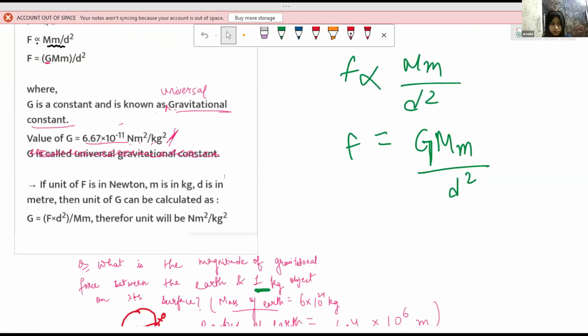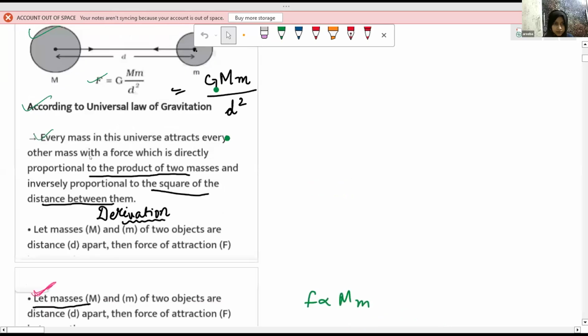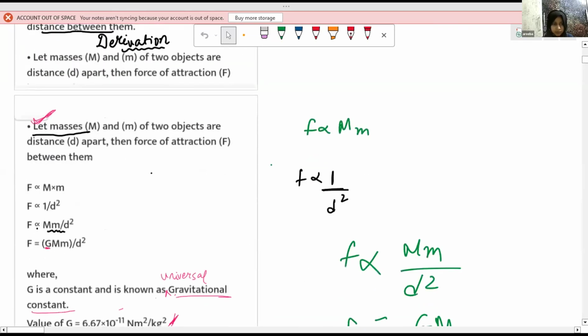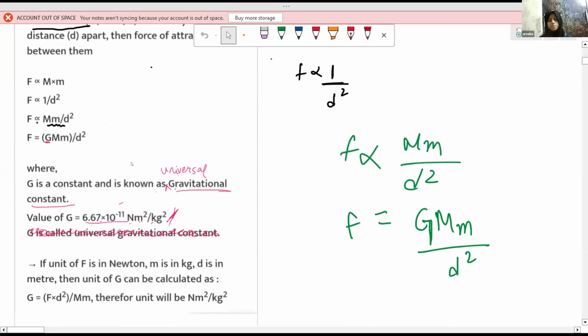We were doing the derivation. All right, so we reached F is equal to capital G into capital M into small m divided by d square. Perfect. So we have done till here. I think one numerical was left. Am I right? Okay.